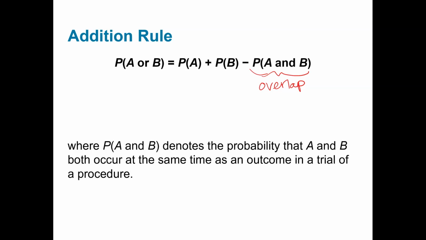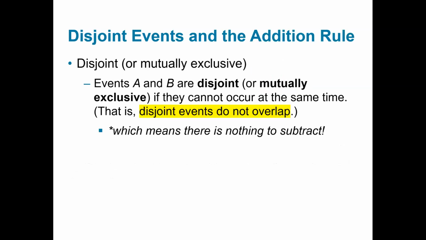However, what can happen if you do this or that is there can be an overlap. And we always want to make sure we don't count things twice. So we subtract an overlap if they have one. And there's a specific word for overlap, and that is disjoint. A disjoint event does not overlap, and disjoint events mean there's nothing to subtract, there's no overlap. If it's not disjoint, that means it does happen at the same time. It can happen at both of them, and therefore we do have to subtract.